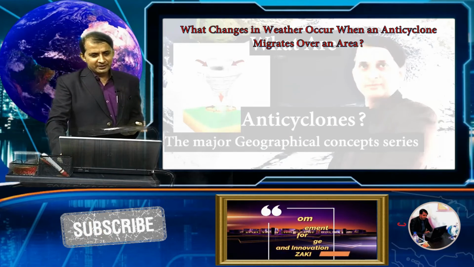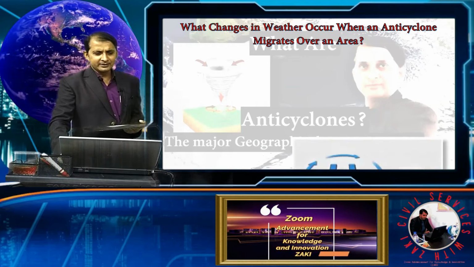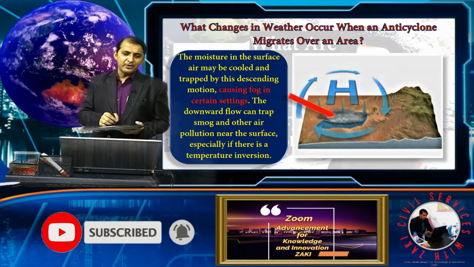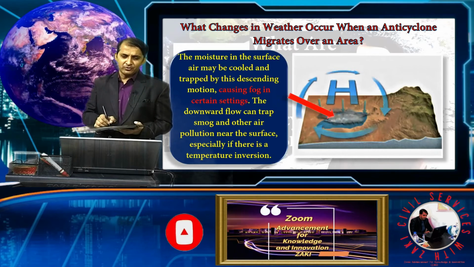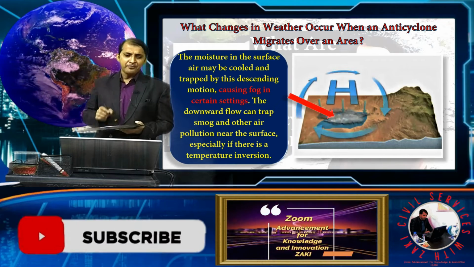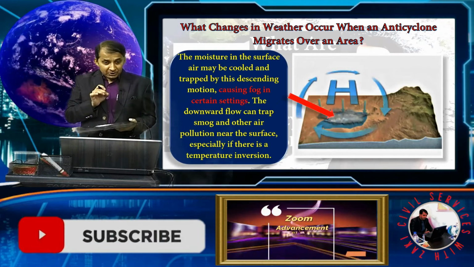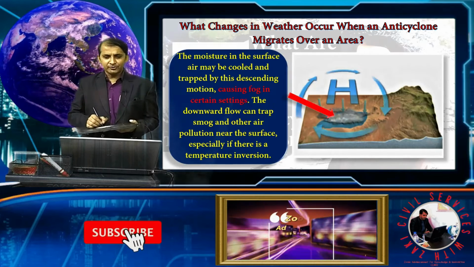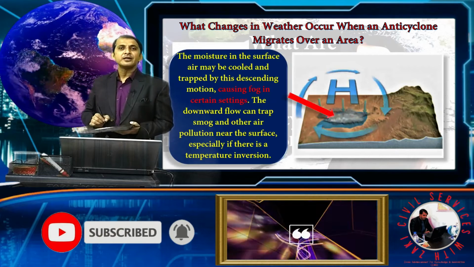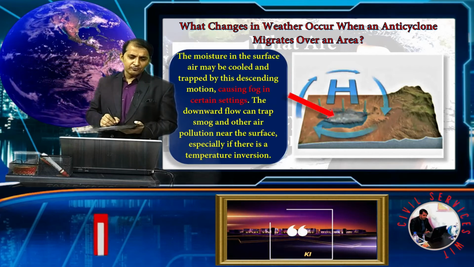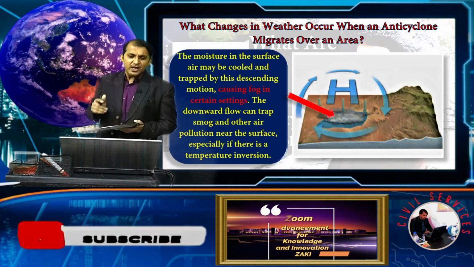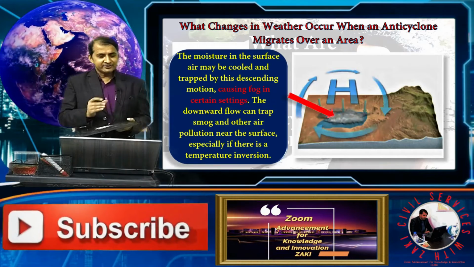Let's move forward and see another thing. The moisture in the surface air may be cooled and trapped in this descending motion. So this moisture is trapped near this area, causing fog in certain settings, like a mountain setting. Also the downflow can trap smog and other air pollution near the surface, especially when there is a temperature inversion.